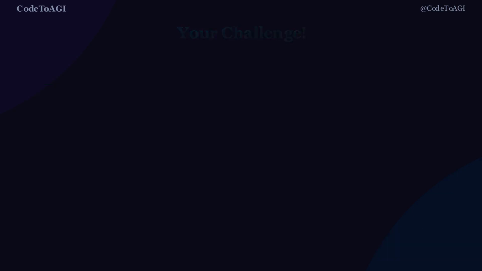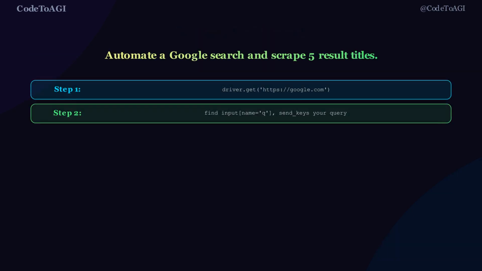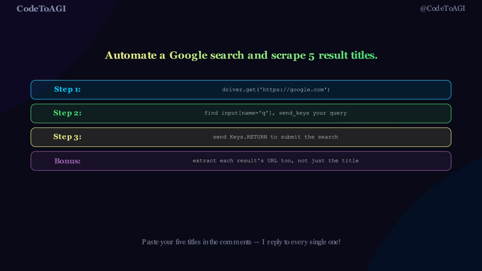Your challenge. Automate a Google search and scrape the first 5 result titles. Step 1, driver.get to google.com. Step 2, find the search input by name equals q. Type your query. Step 3, send return key using Keys.RETURN. Step 4, wait for results. Select all h3 tags. Extract .text. Bonus, also extract the URL from each result link. Paste your 5 titles in the comments.